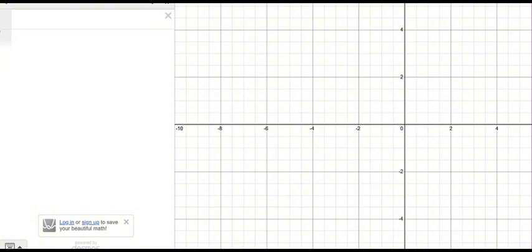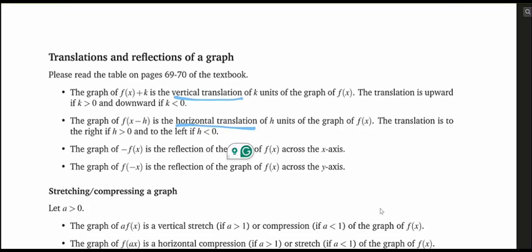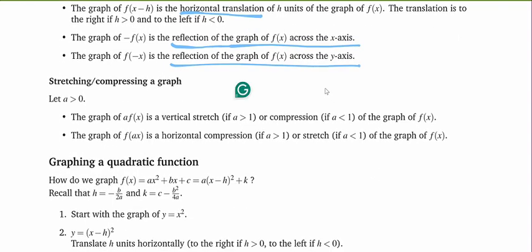Good. And on the other hand, if you take f of negative x, then it's the reflection across the y-axis. Think even and odd functions. That's the reflection across the x-axis, and this is the reflection across the y-axis. Good. The last thing to talk about is the stretching and compressing of a graph.